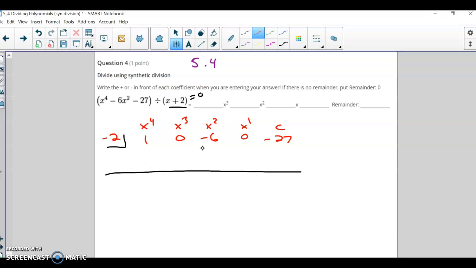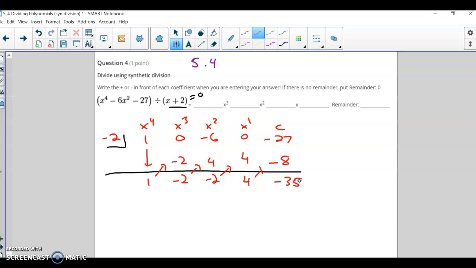Okay, and then to actually complete the steps, again, you just add going down. So this is 1, multiply with the window, -2, add going down, multiply with the window, -2 times -2, add going down, multiply with the window, add going down, multiply with the window, -2 times 4, it's -8, add going down.